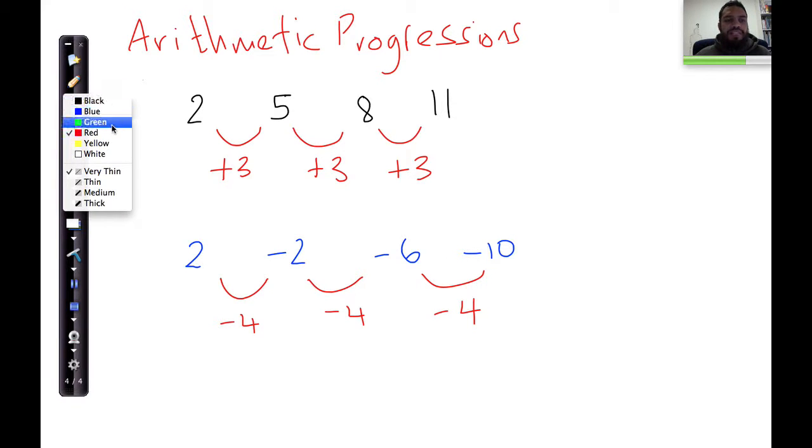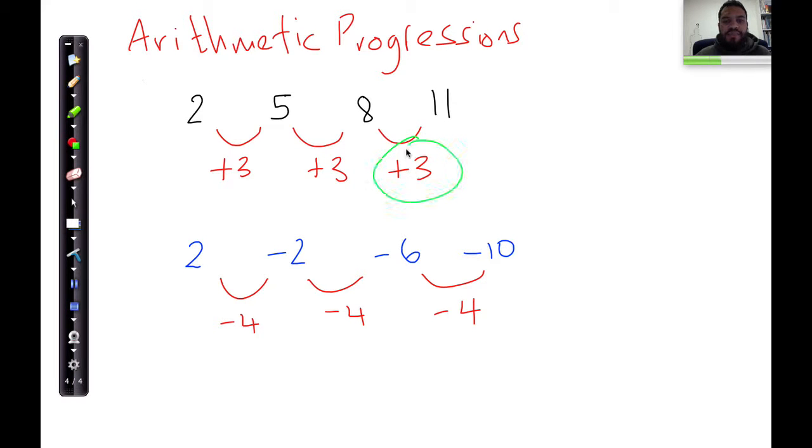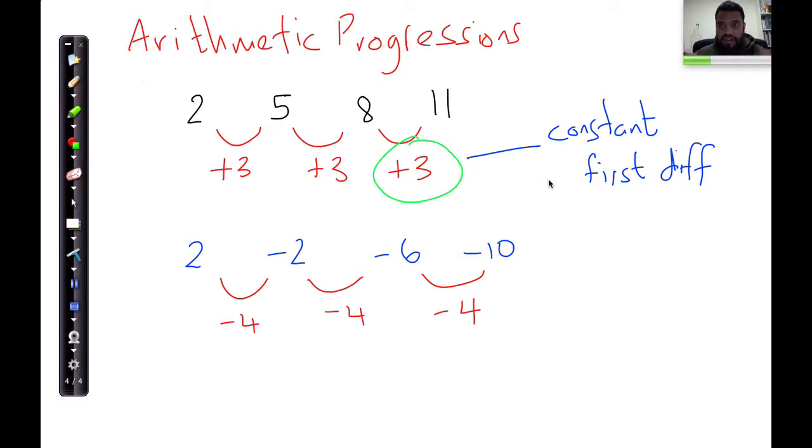And how do I know it's an arithmetic progression? Well, I look at this number over here. This is what I call a constant first difference. Now, if you've already done the previous videos, you will notice that we also found second differences. In other words, the difference between these terms. And in this case, there's a constant second difference as well, but it is 0.